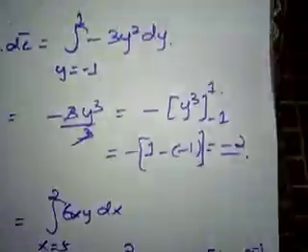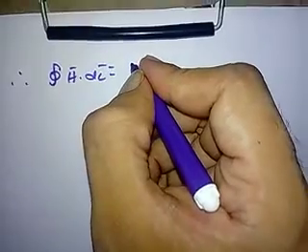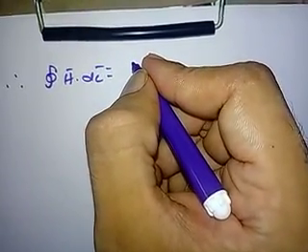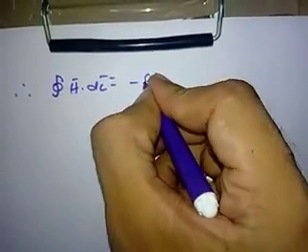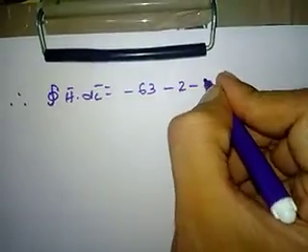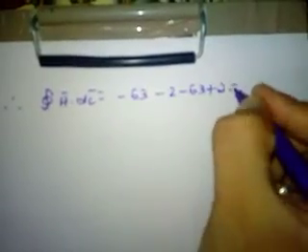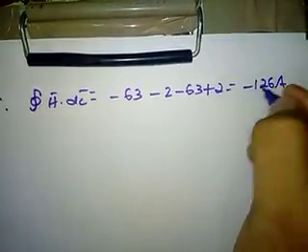So what we have obtained here, therefore integral h bar dot dl bar, that is equal to, add all the a to b, b to c, c to d and d to a. So this is minus 63 for a to b, then b to c is -2, then c to d is minus 63, d to a is plus 2. So this comes out to minus 126 ampere, right?